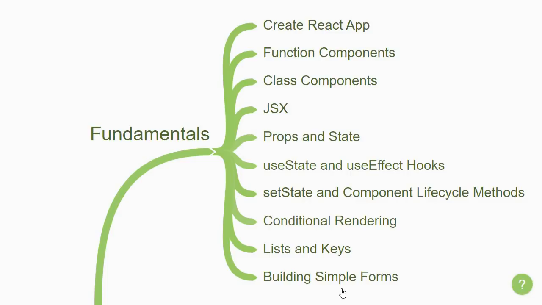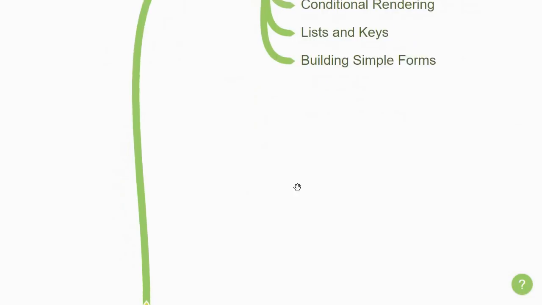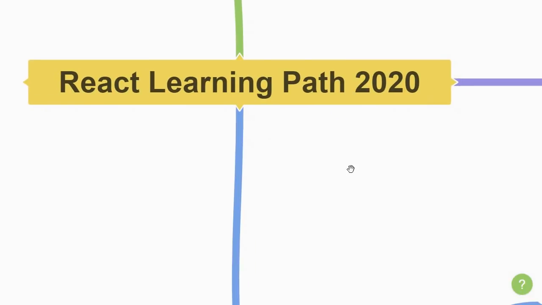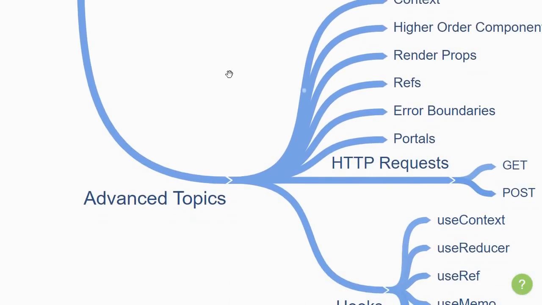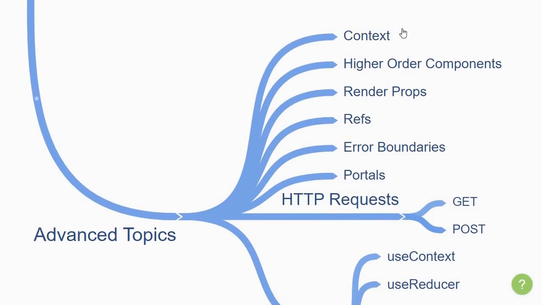By progressing through the topics in this order, you will have a really good understanding of the fundamentals of React. The second section in this learning path focuses on the advanced topics in React. You will start by learning about React context, which solves the problem of prop drilling. You will then come across higher order components and the render props pattern, which are patterns to share logic across components.